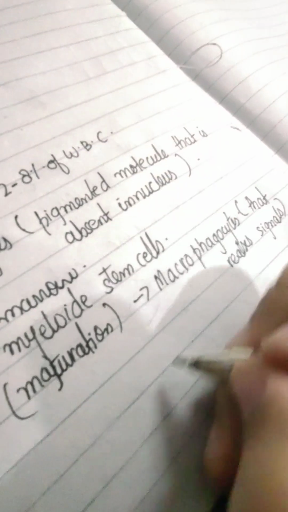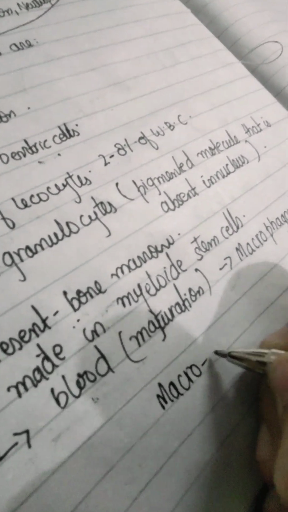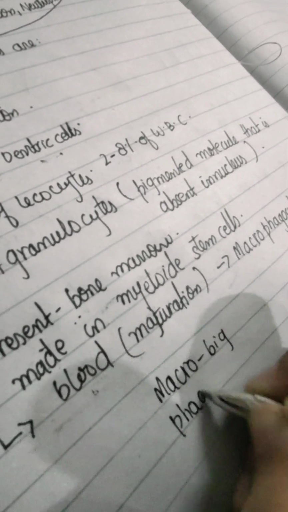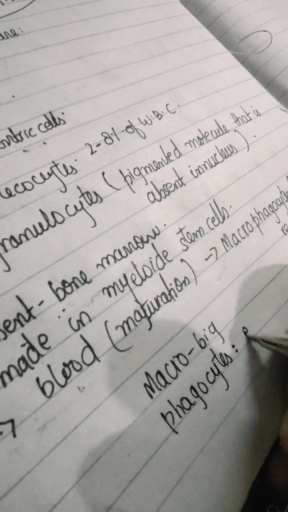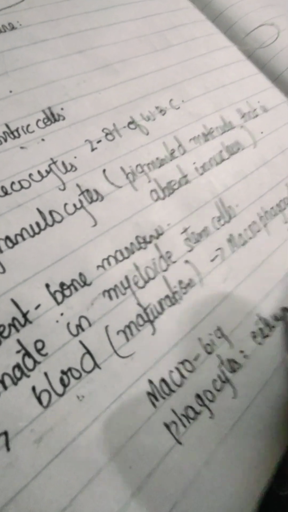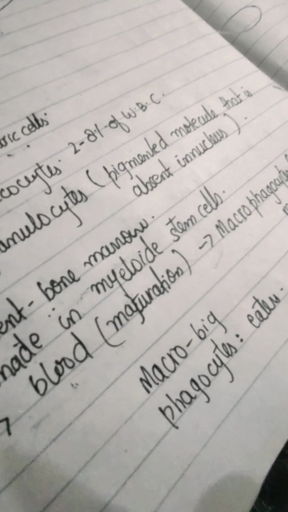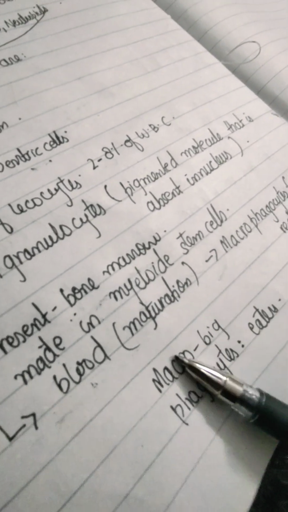If we decode it, macro means big and phagocyte means eater. So, as I told you, they mature in the blood.